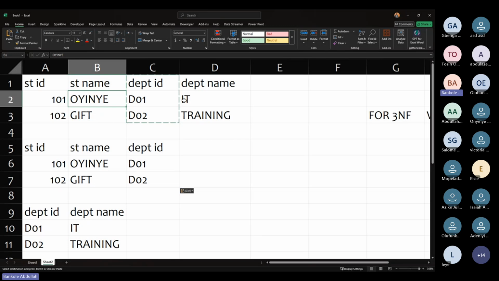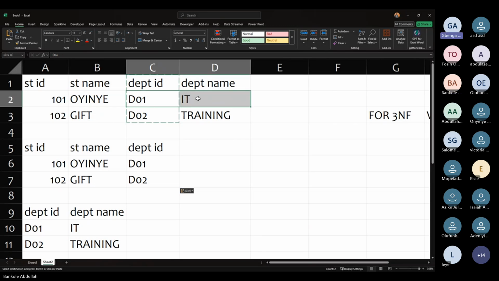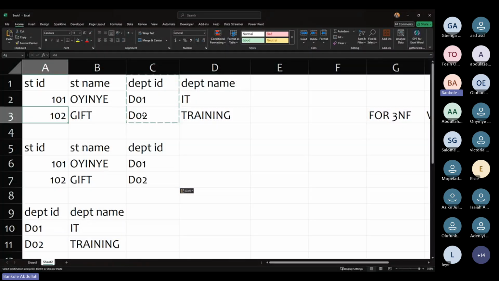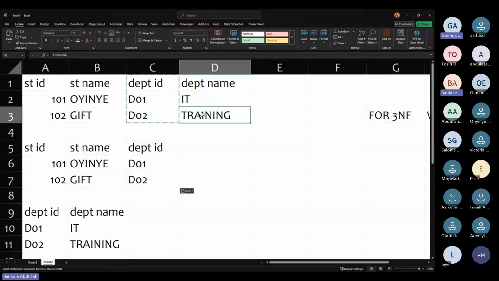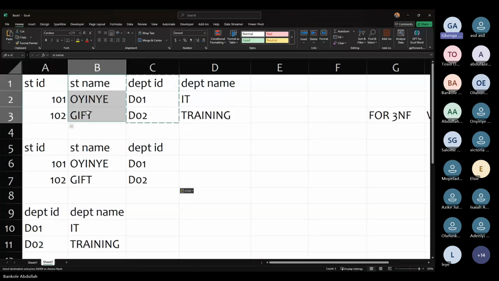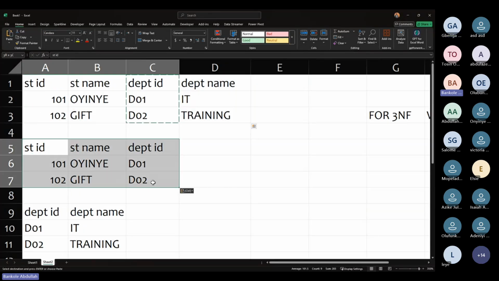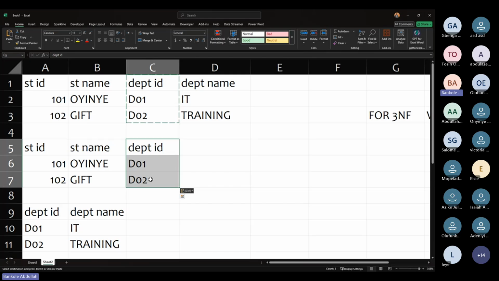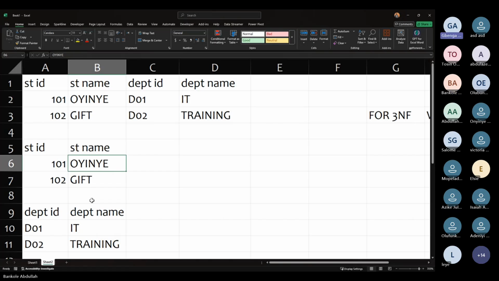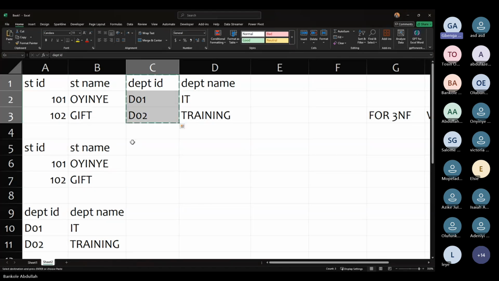Oyinye works in DO1, that is IT. And Gift actually works in DO2, that is training. So we are still going to have the department ID on that table, because of the relationship. It has to be on that table, or else, if you remove this now, what is the relationship now? How do I know where Onyinye is or where Gift is? You're correct. Then we have already broken the model. Yes, you're correct.